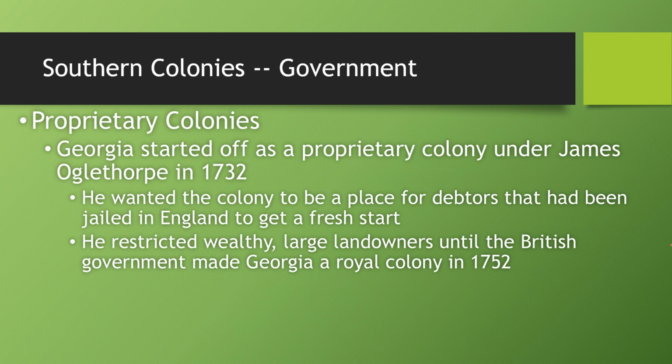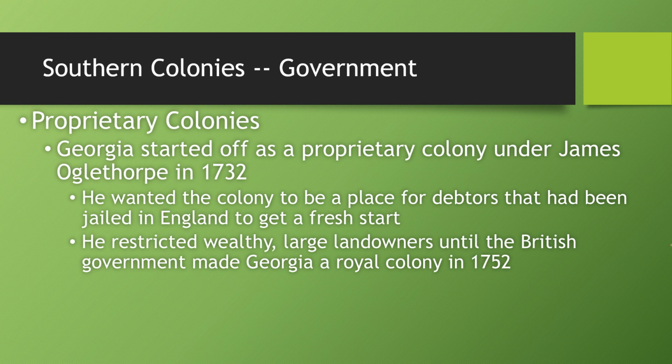Georgia was also a proprietary colony at first. It was founded by James Oglethorpe in 1732. And his vision for the colony was that it would be a place for debtors, that's people that owed money. Back then, if you owed a lot of money and you couldn't pay your debts, they threw you in prison. It's a little different than now. It was a place for debtors that had been jailed in England to get a fresh start.